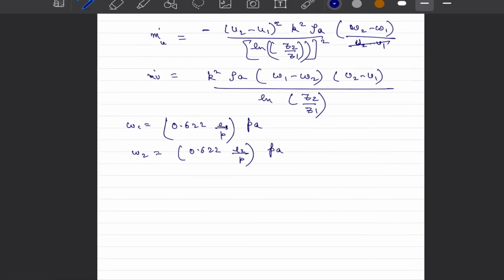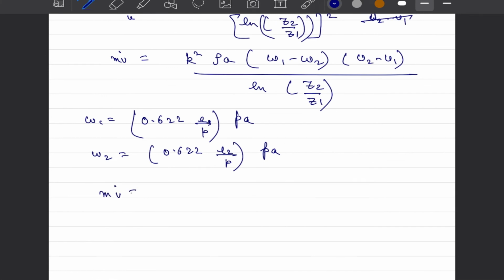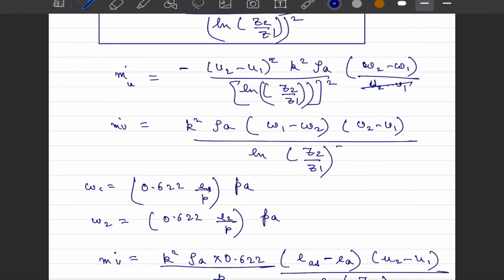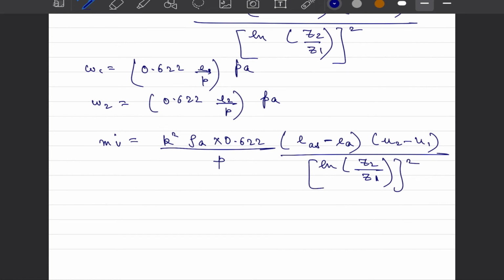And hence we can substitute m star v as k square rho a into 0.622 divided by P, times EAS minus EA, which is the vapor pressure at saturation at the given temperature minus the actual vapor pressure of the air, multiplied by U2 minus U1 upon log of Z2 by Z1. And of course I think I missed one square here, so we should have this square borrowed from here, so we'll write square here.